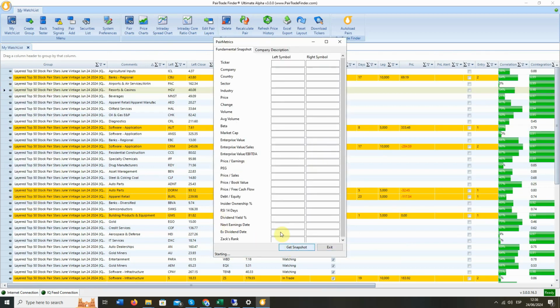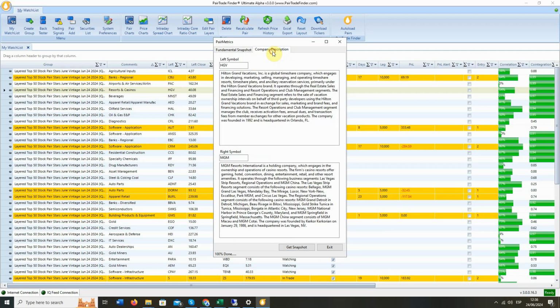Let's get this snapshot. And we're just going to drill down on 2 of these pairs so you can see what's included in the top 50 US stock pair stars. So it's Hilton Grand Vacations versus MGM Resorts. Let's get a company description. Hilton Grand Vacations is a global timeshare company, engages in developing, marketing, selling, managing, operating timeshare resorts. MGM Resorts International is the ownership and operations of casino resorts. So they're both resort companies.